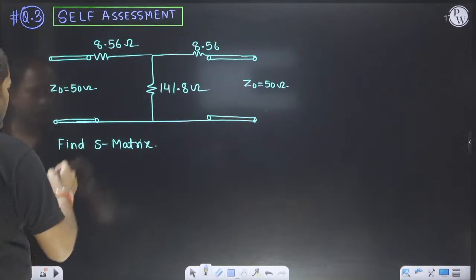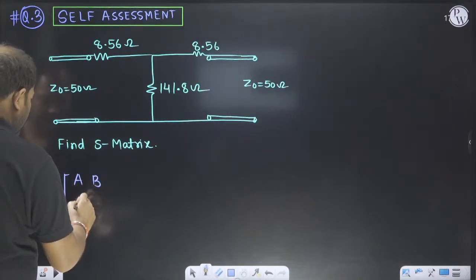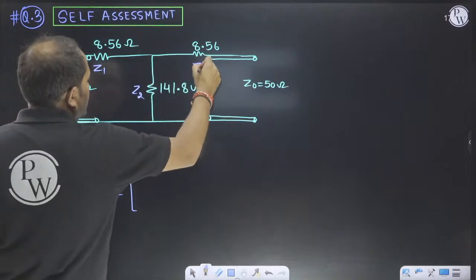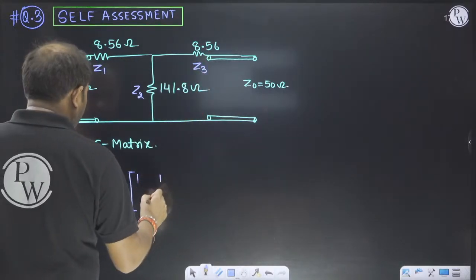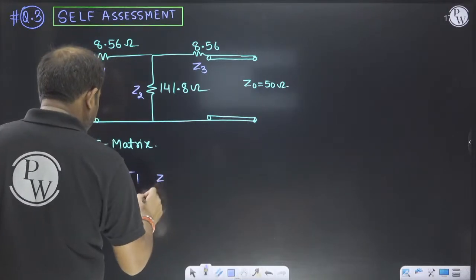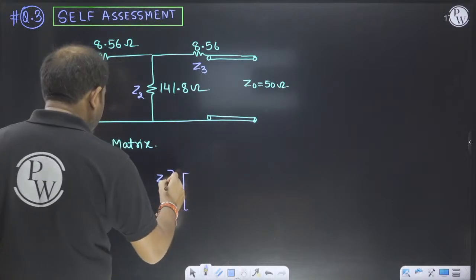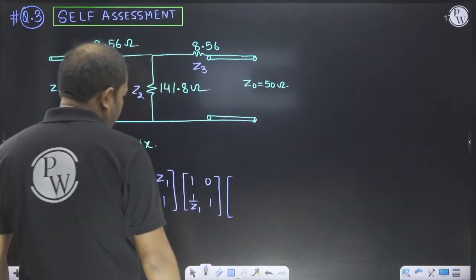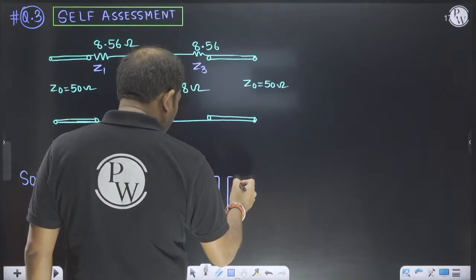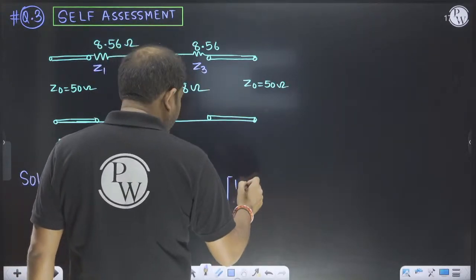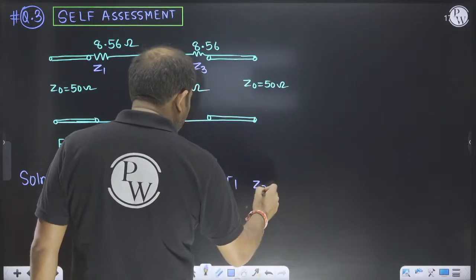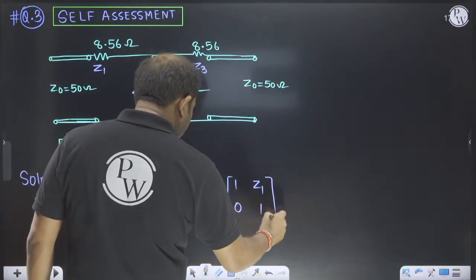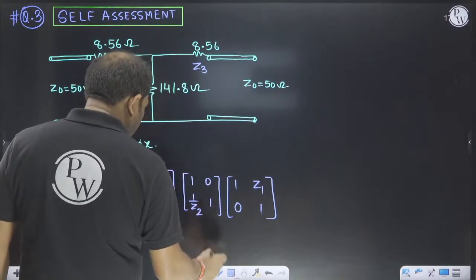So the solution, how will we do it? First of all, you have to find the ABCD matrix. This one is in series. So this one is Z1, this one is Z2, this one is Z3. First you have to calculate 1 Z 0 1, and for the second one, this shunt element, it is 1 0 1 by Z1 and 1. For the third one, it is a series element, so 1 Z2, 0 1.